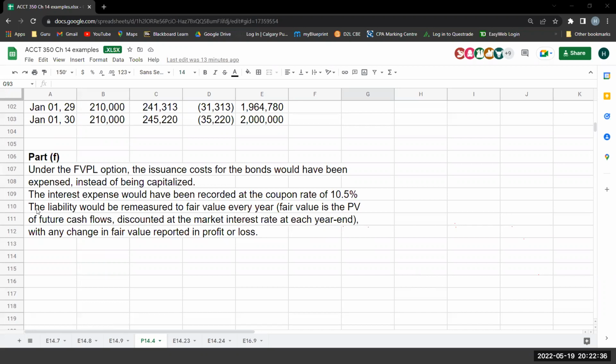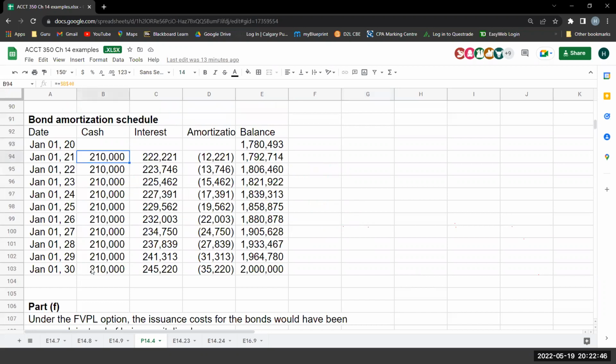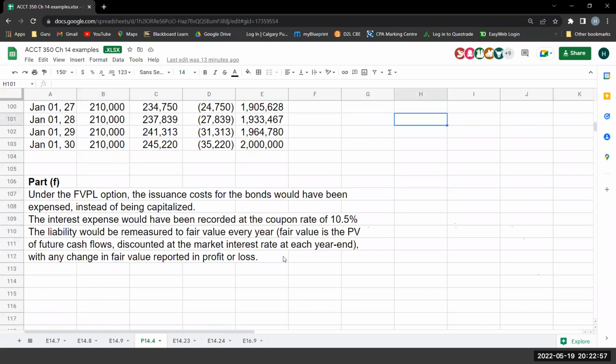The interest expense itself would have been recorded at the coupon rate of 10.5%. So basically, the total interest that would be recorded over the 10-year period will be 210,000 times 10, or $2.1 million. Whatever changes occur to the fair value of the bonds will have been recorded in profit or loss. So if the fair value of the bonds goes up due to market rates of interest going down, it would have been reported on the income statement as a gain. If it went down, it would be recorded as a loss. So that again depends on how the market interest rates behave over the 10-year term.